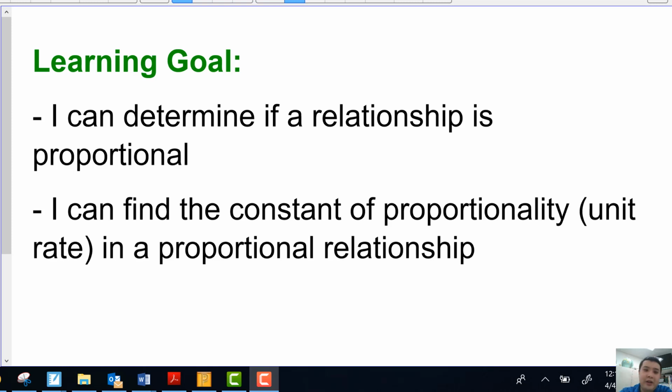Hello class, welcome to another lesson. Today's learning goal is: I can determine if a relationship is proportional, and I can find the constant of proportionality or the unit rate in a proportional relationship.